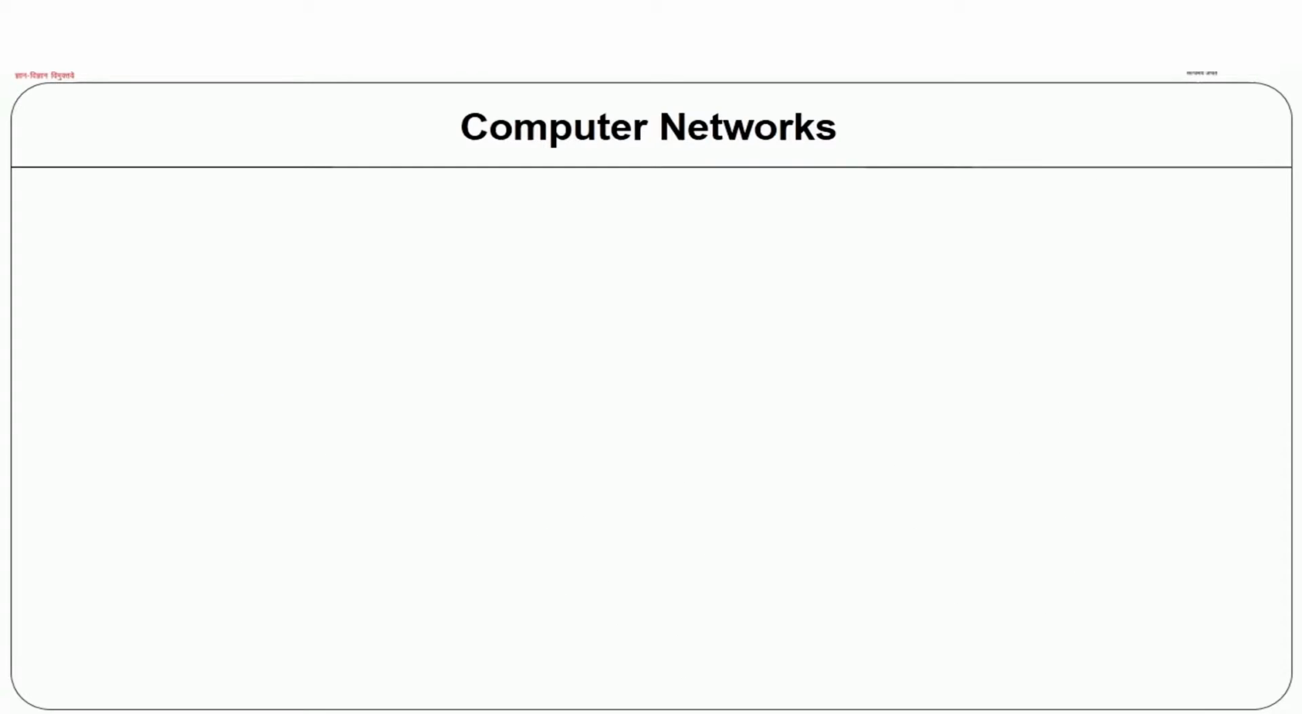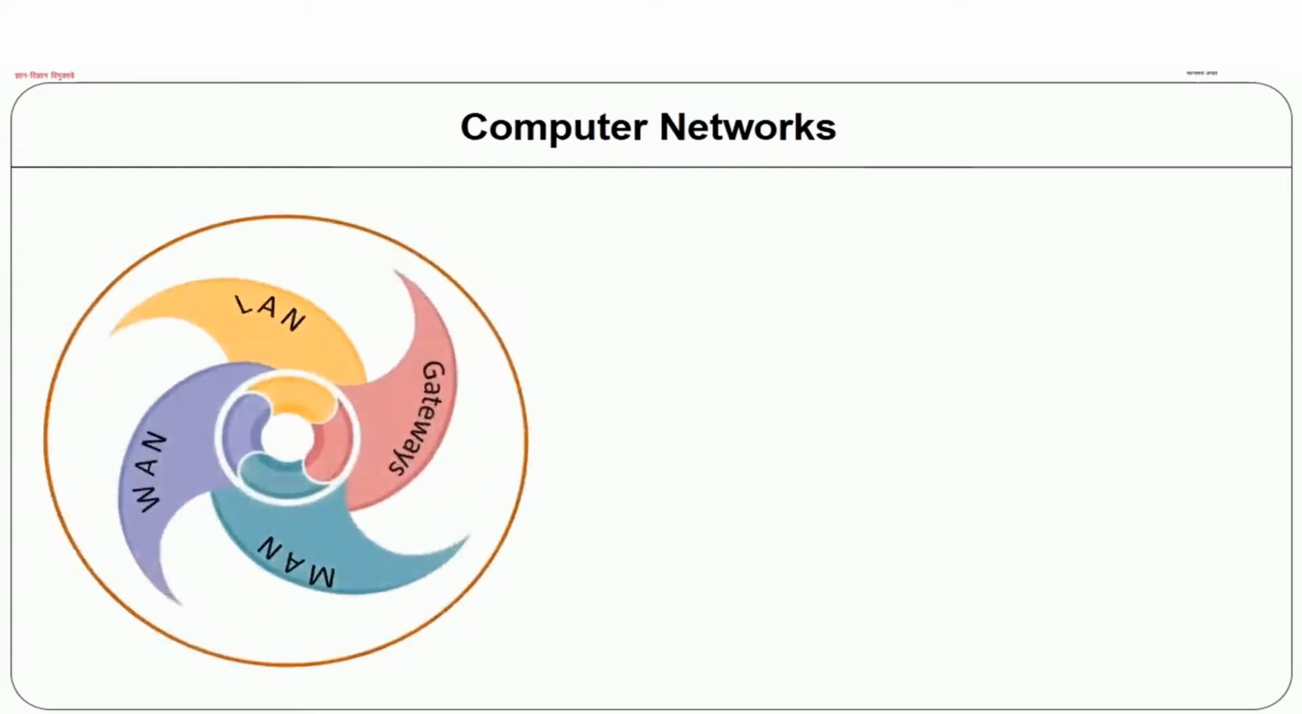The computer networks can be grouped into four categories based on geographical locations of its computer terminals. Number one, local area network, that is LAN. Number two, wide area network, that is WAN. Number three, metropolitan area network, that is MAN. And number four, gateways.